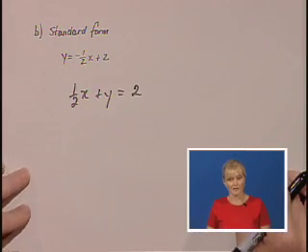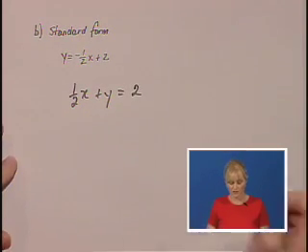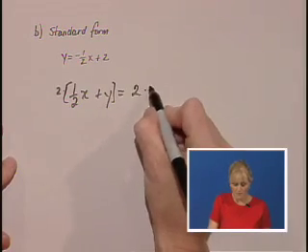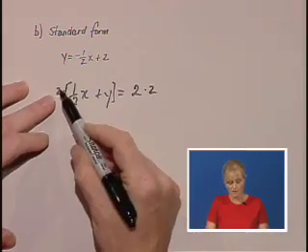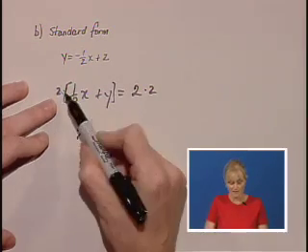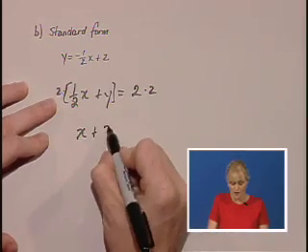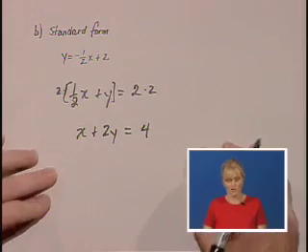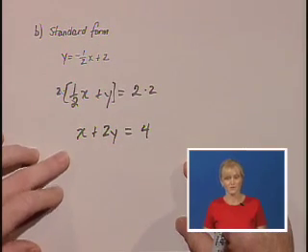I'd like to clear the denominator by multiplying each term by 2. Our first part of our distributive, the denominator will cancel out, and I'll be left with x. Our second distributive gives me 2y, and 2 times 2 gives us 4. So our standard form is x plus 2y equals 4.